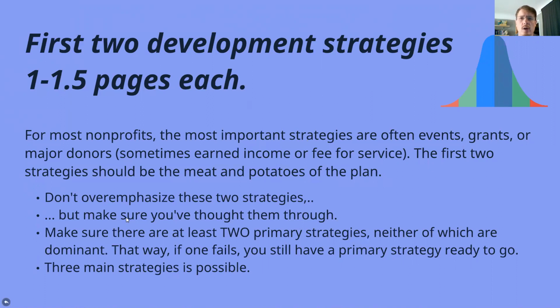So how do you make sure that you've got at least two, hopefully, and as many as three primary sources of income that you can rely on day-to-day? You want to make sure not to overemphasize, but also you need to make sure that you've thought them through. If you can alleviate some time from those two main donors to try out new things, that's great. If you can't, as long as they're fully thought through. If you are not spending enough time on the two main ways of raising money, though, you're in trouble.